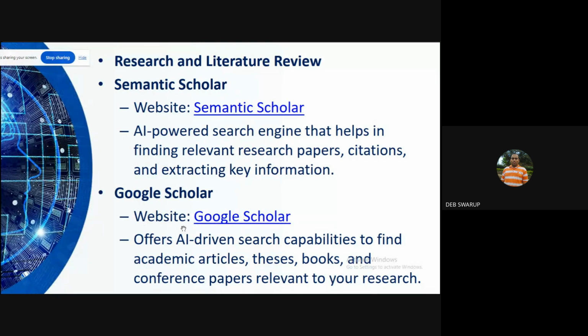Then research and review. We have Semantic Scholar, we have Google Scholar. With Semantic Scholar, generally all IEEE papers and the information related to those are found. Google Scholar lists out all papers, books, conferences, all academic articles indexed somewhere.